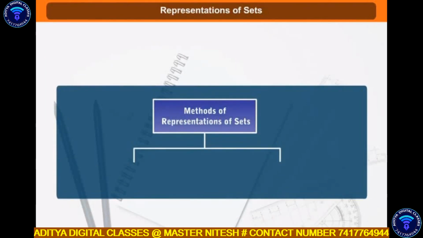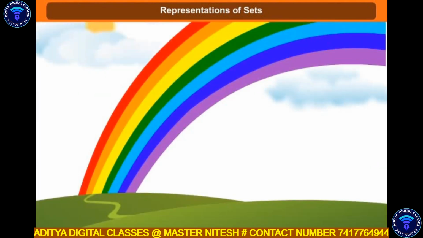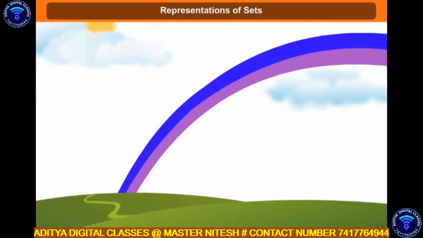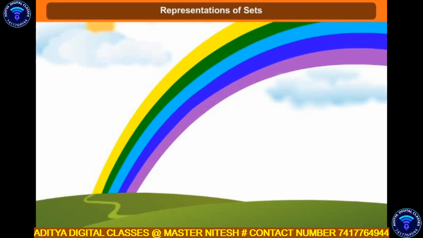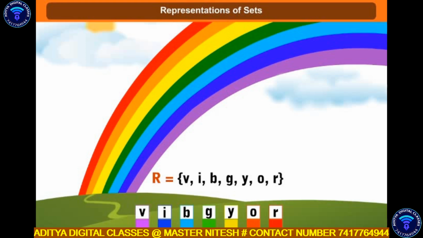A set can be represented in two forms: roster or tabular form and set builder form. Look at this beautiful rainbow. It is a combination of 7 colors: violet, indigo, blue, green, yellow, orange, and red. Let's denote these colors by V, I, B, G, Y, O, and R respectively. So we can say that the rainbow is a set of these 7 colors. Let's denote this set by R. This form of representation of a set is called the roster form or tabular form.